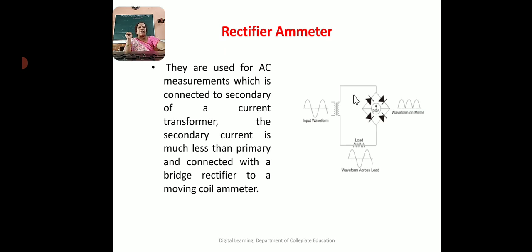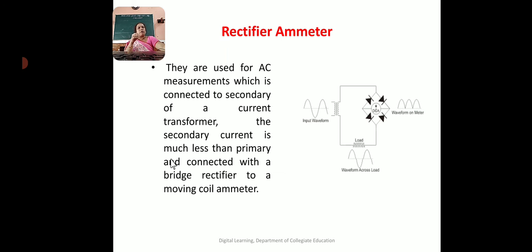This rectifier ammeter can be used at high frequency also, and it has uniform scales for most of the ranges. What are the advantages of the rectifier ammeter? One is that it is used at high frequency, and another is a uniform scale for most of the ranges. These are the two advantages of the rectifier ammeter.